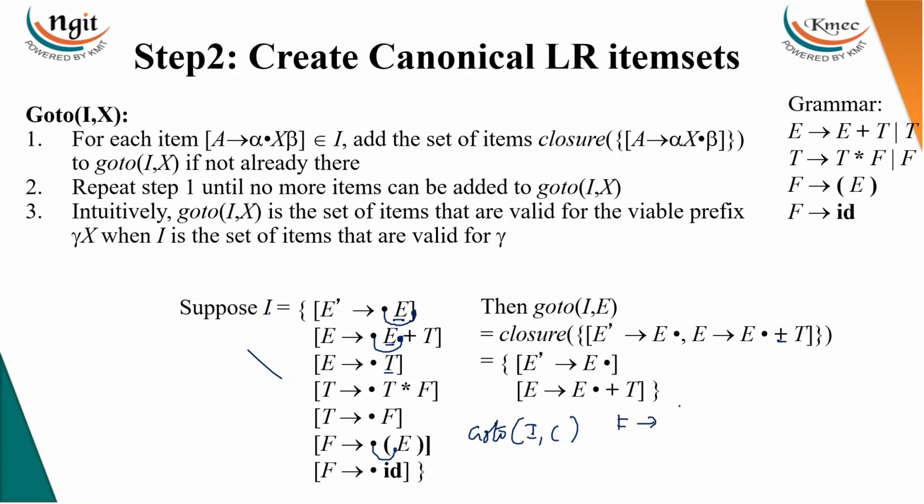So F tends to dot E. Again non-terminal, add all the E productions: E tends to dot E plus T and E tends to dot T. Again T, so you add T tends to dot T star F and T tends to dot F. And again F tends to dot ID. So once the dot is moved and closure is applied, again you have to check whether it is a non-terminal or not. If it is a non-terminal, you have to add it. You have to write goto of I comma E, goto of I comma T, goto of I comma F. Every goto will give you a new or existing state.